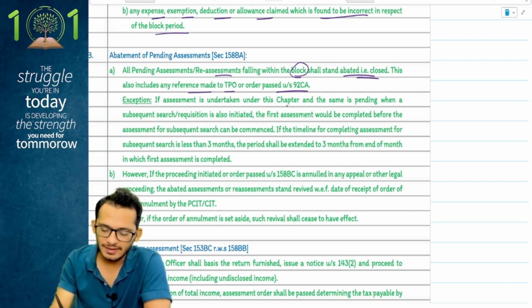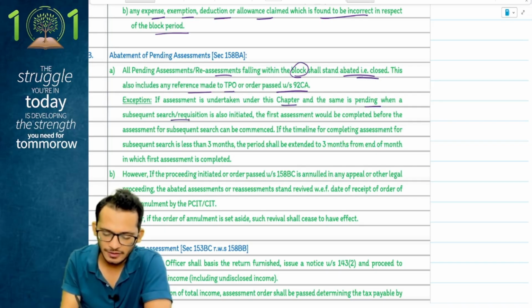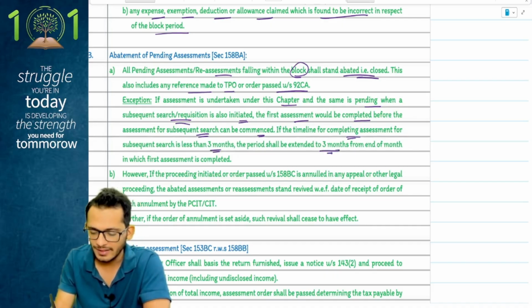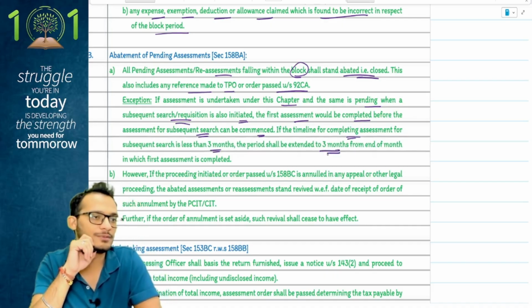Exception: if the assessment is undertaken under this chapter and the same is pending when a subsequent search or acquisition is also initiated, the first assessment would be completed before assessment of the subsequent search can be commenced. If the timeline for completing the assessment for the subsequent search is less than 3 months, the period will be extended to 3 months from the end of the month in which the first assessment has happened.